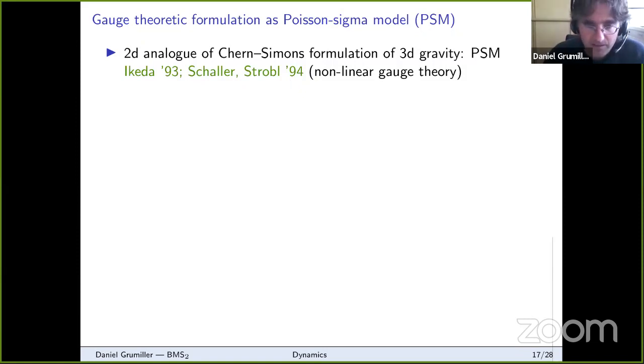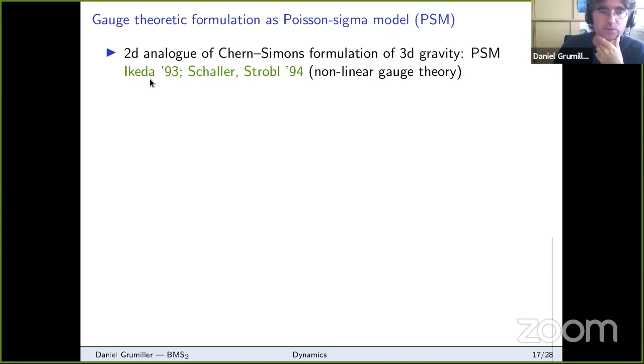Okay, so how did we analyze 2-dimensional dilaton gravity? Well, if you're familiar with 3D gravity, then you probably know that it's very convenient often to use the Chern-Simons formulation of 3D gravity, because that gives you a gauge theoretic handle on Einstein gravity. And we have many techniques available for gauge theories, particularly of Chern-Simons type. So it's fair to ask if there's something similar in 2 dimensions, and the answer is yes. The 2-dimensional version of the Chern-Simons formulation is the Poisson-Sigma model formulation.